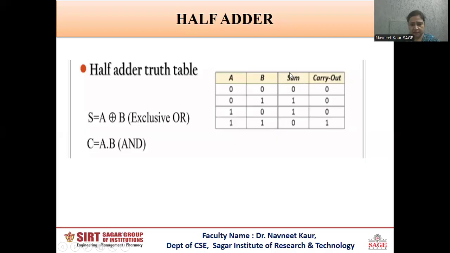Now, if I calculate the expression for sum bit, then I'll see that the sum is 1 when A is 0 and B is 1, that is A bar B. And also, when A is 1 and B is 0, that is AB bar. That means sum will be written as A bar B plus AB bar, which is given as A XOR B. Similarly, here carry output is 1 only for a single combination where A is 1 and B is 1. So, carry output is given as A ANDed with B.